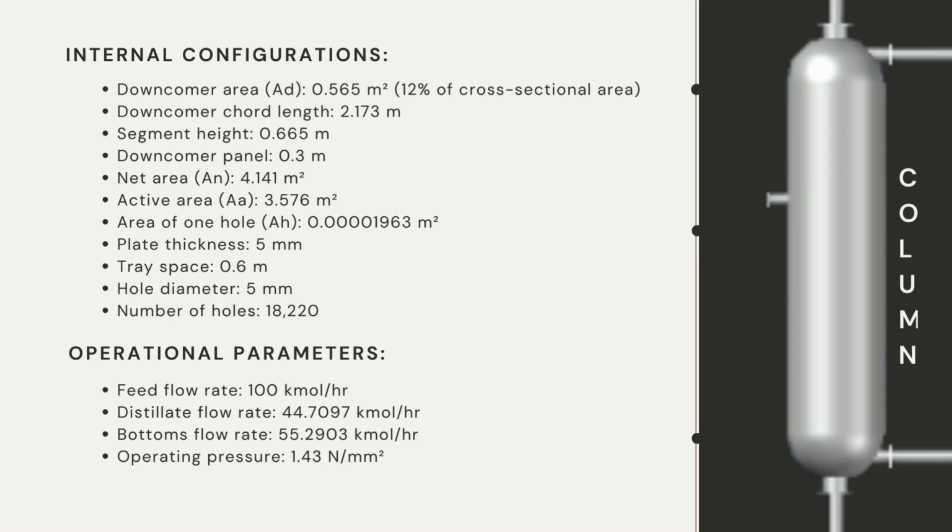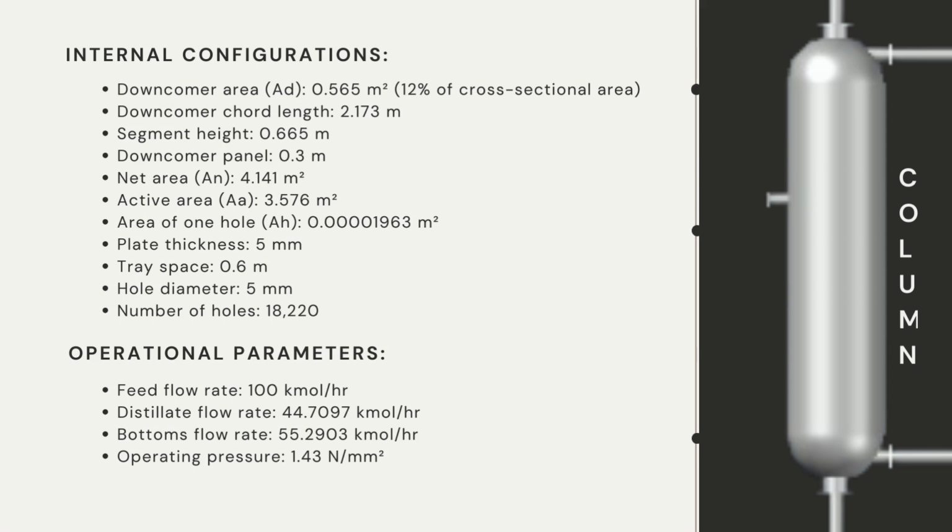The area of one hole in the tray is 0.00001963 square meters, with a plate thickness of 5 millimeters, and the tray spacing is 0.6 meters, and the hole diameter is 5 millimeters, and there are a total of 18,220 holes. The column operates under specific conditions to achieve the desired separation.